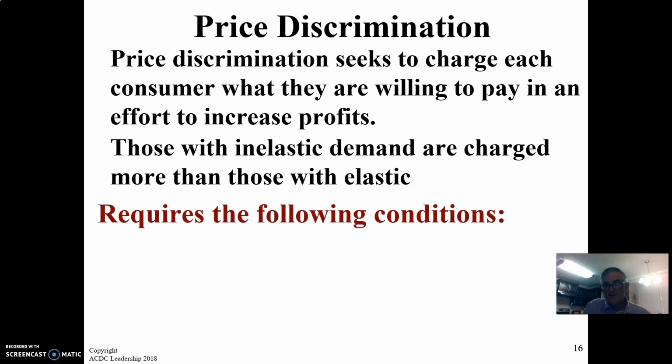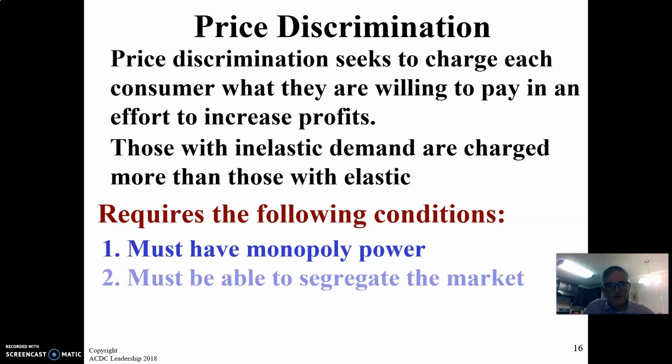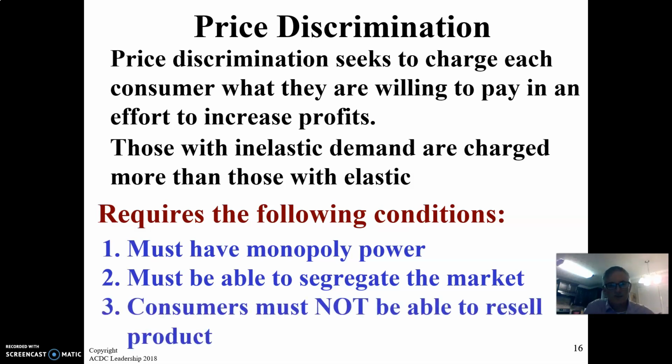All right. A few conditions have to be in place for price discrimination to happen. One, you got to have monopoly power, because if they're going to charge a certain price, then they can't have competition where someone could possibly charge a lower price. You got to be able to segregate the market. In other words, you got to be able to tell who the senior citizen is. You got to be able to tell who the student is, whatever the set criteria is for the discount or the different pricing. And then the consumer must not be able to resell the product.